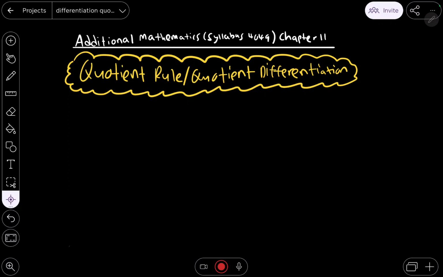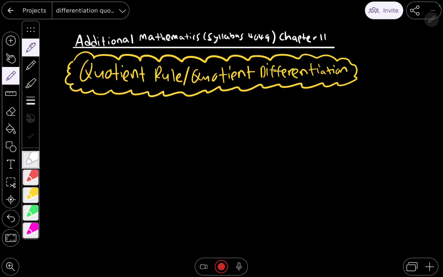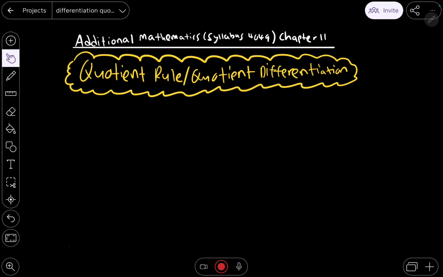Okay, so this is the same question that I always ask at the start of the video. What is one thing that comes to your mind when you hear the word quotient rule or quotient differentiation? Okay, you can pause the video, or I can just give you some time to think. So I'll give you about 10 to 20 seconds, yeah?